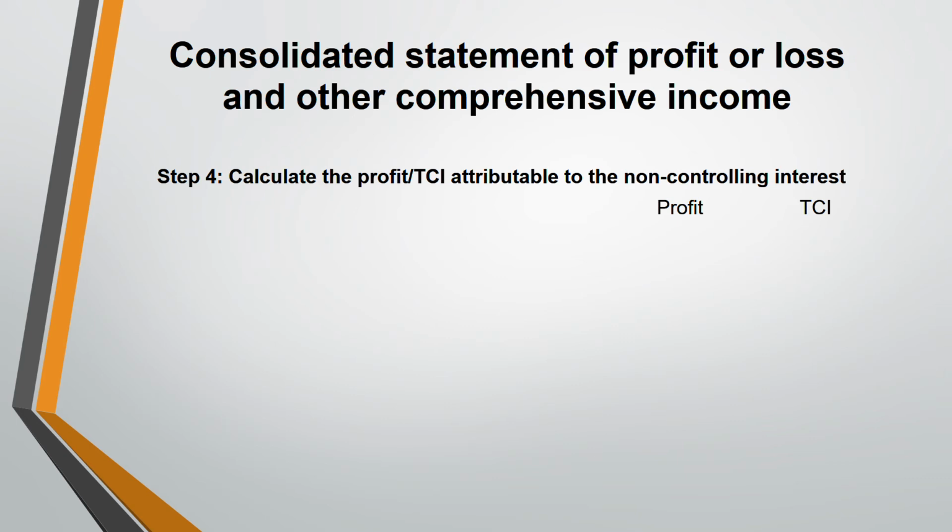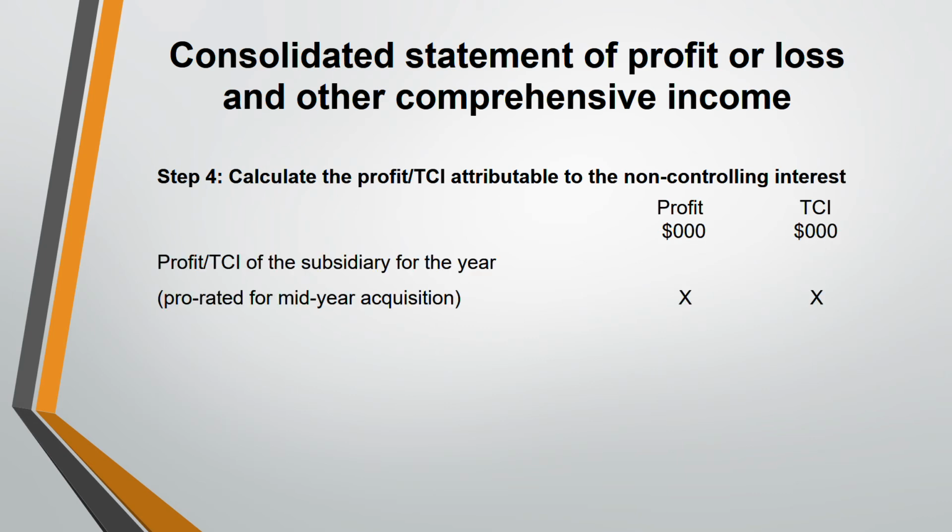So make two columns. One is for profit, one is TCI. Please again, not OCI, TCI, after you add OCI with profit. Okay, and don't forget to take the dollar sign, the currency, always keep it. Okay. You start with the profit and the TCI for the year.